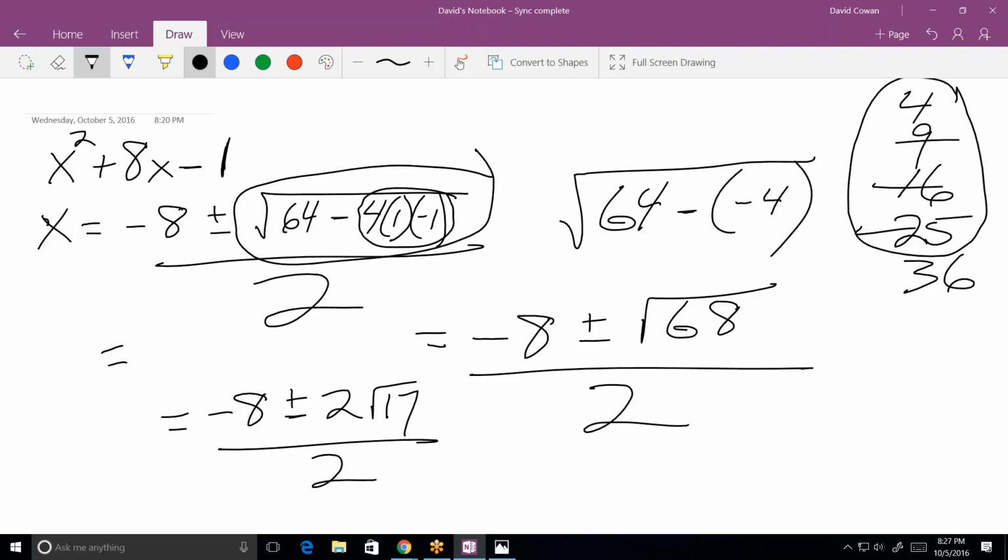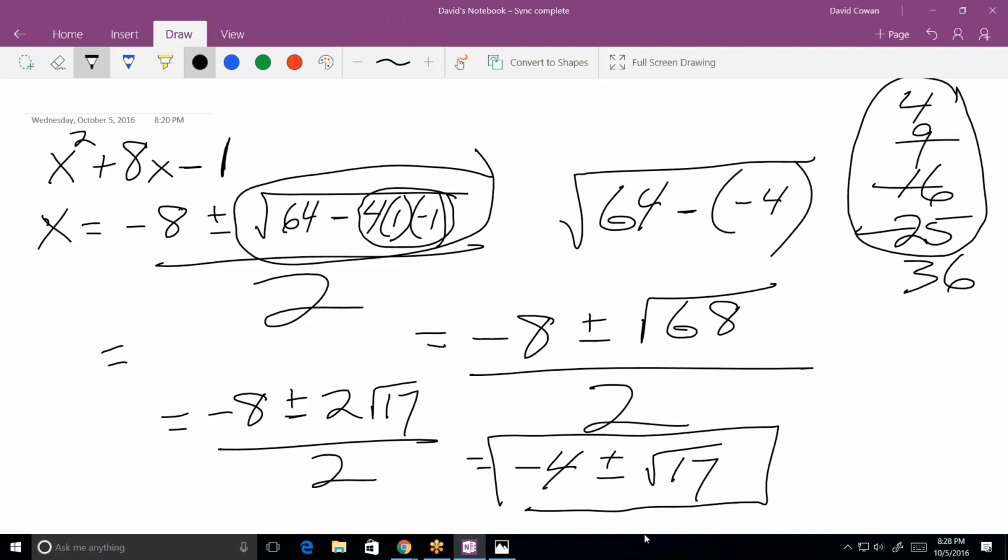So the next step would be we have to divide by 2. Divide top and bottom by 2, which means dividing both parts of the top by 2. So it'd be minus 4 plus or minus 2 root 17. No, or minus 4 plus or minus root 17. See why? In other words, the 2's cancel out. That cancels with that, and that turns to a 4. So what are your two answers here?